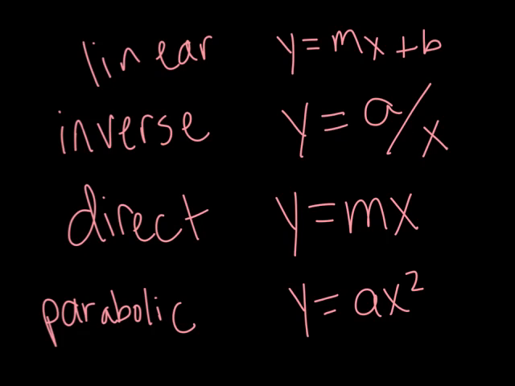So reviewing the equations for the different graphs, the linear one was y equals mx plus b. Inverse was a over x. Okay, so something over x. Direct was y equals mx. And notice the difference between linear and direct. Linear has a y-intercept and direct does not. So that's the only difference between those two.